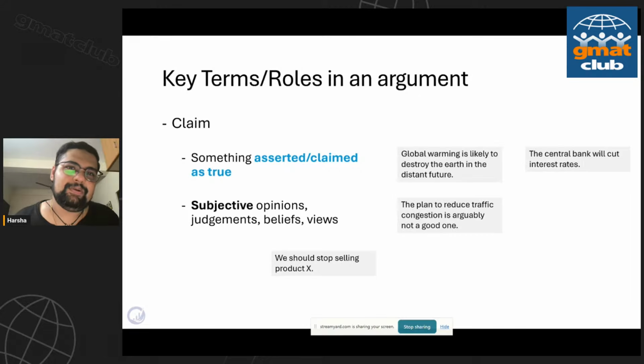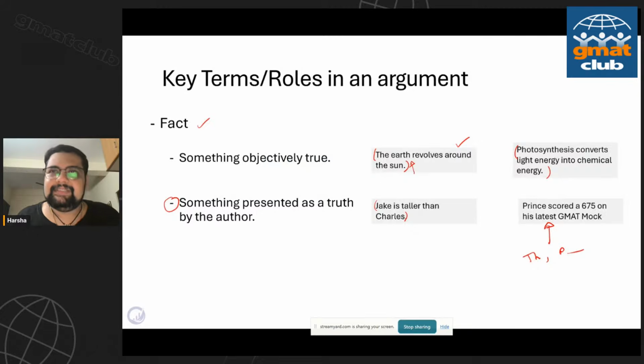Now let's talk about something called claim. Now, a fact is something that is either objectively true or is presented, the author is just telling you this is true. There's no two ways about it.